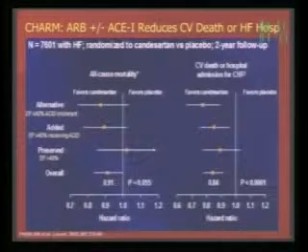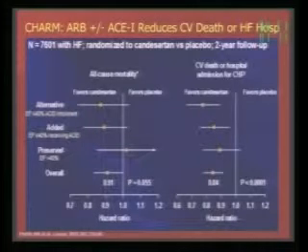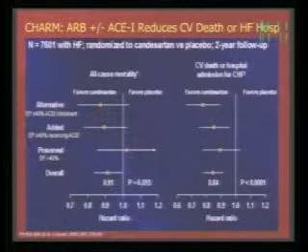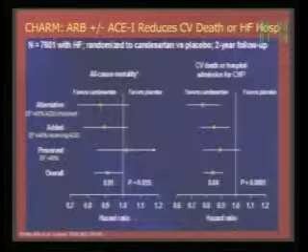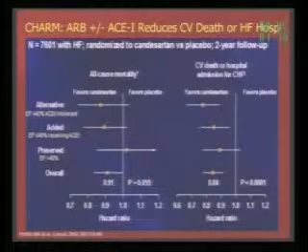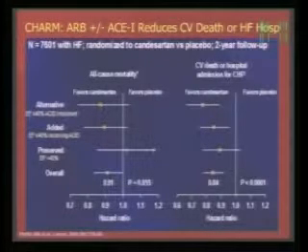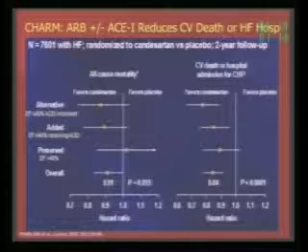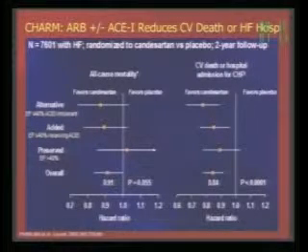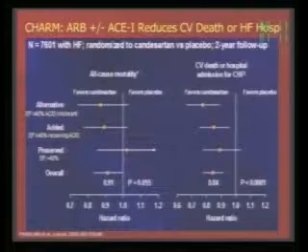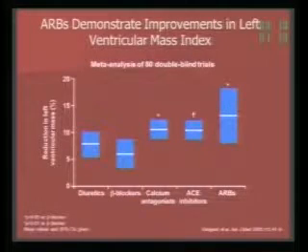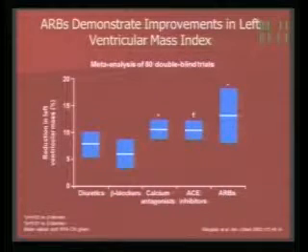CHARM added, you add ARB on ACE inhibitor, and there also you reap some benefit, though this issue has become controversial now. CHARM preserved. That means when there is diastolic dysfunction, here ARBs have got no benefit in mortality, but again they have got benefit in hospitalization for heart failure. So ARB is not that bad in diastolic heart failure as well. And you see, this is very interesting. ARB demonstrates that the improvement in left ventricular mass index is the highest, much better than ACE inhibitor, calcium antagonist, beta blocker and diuretic.